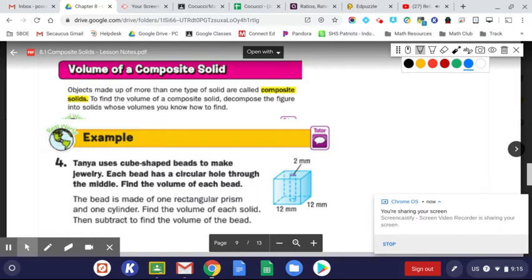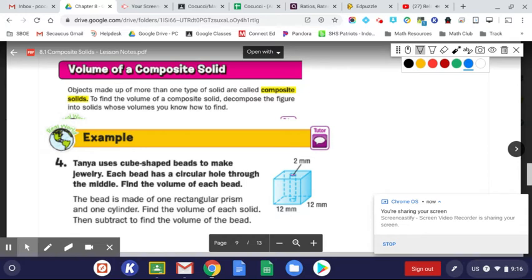Now, in order for us to find the volume of a composite solid, we're going to have to decompose or break up the solids into different parts that we could actually take the volume of, and then either combine them at the end or, if need be, subtract them out. We're going to get into the specifics of that in a second. First, let's take a look at example number 4 here.